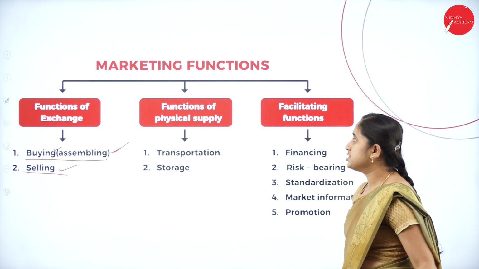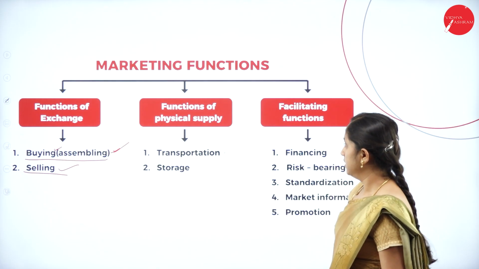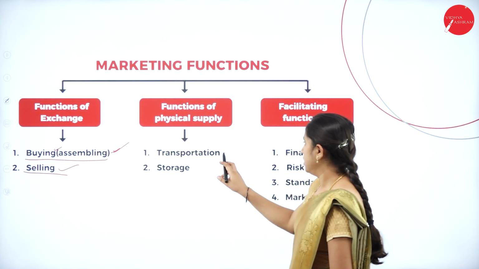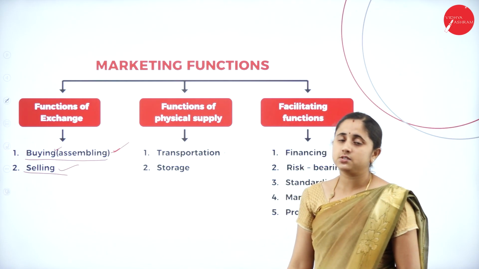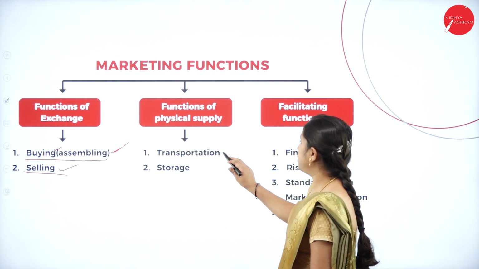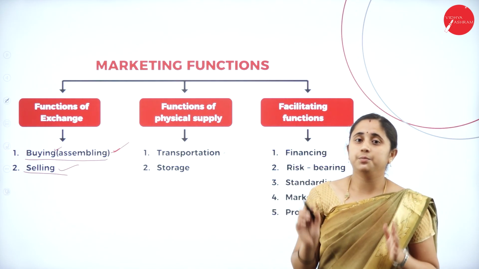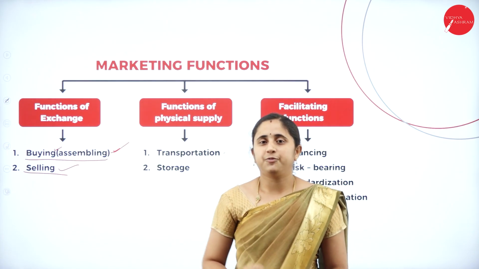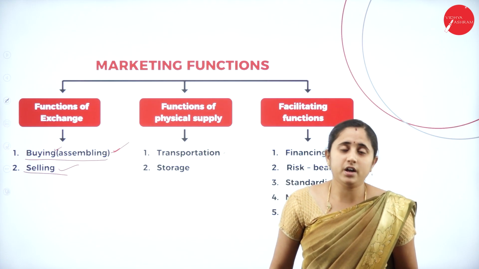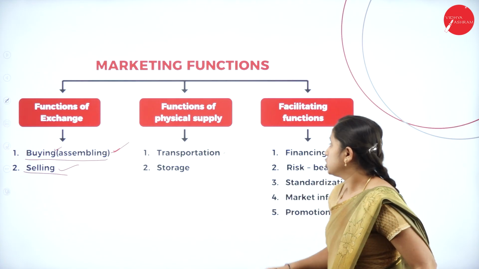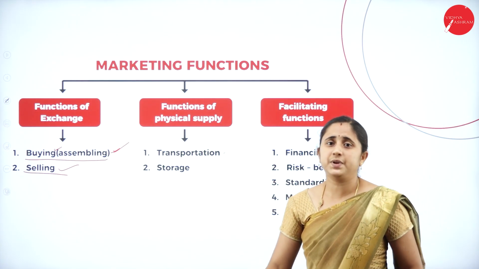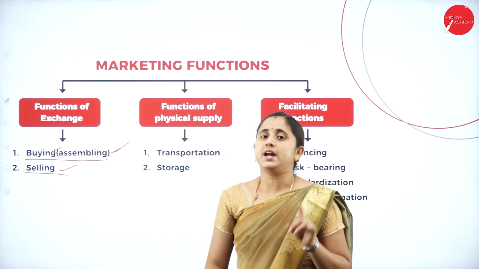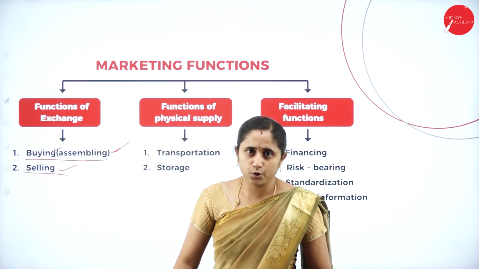Next, functions of physical supply. Under the function of physical supply, you have two functions: one is transportation, another one is storage. Transportation plays an important role when your production place is far from your demand or market place. So, your production place is far from your market. At that time, transportation plays an important role.